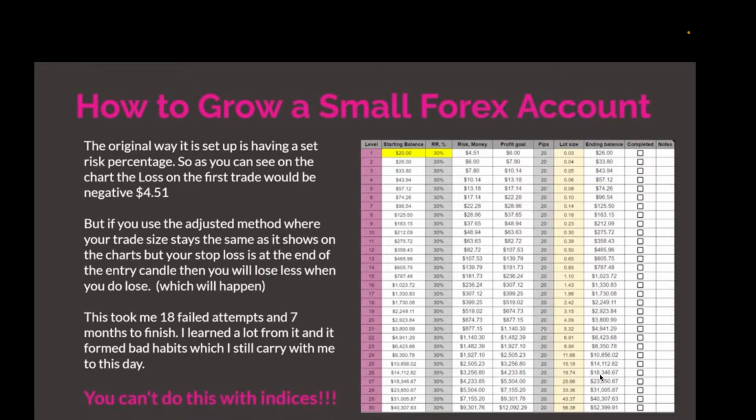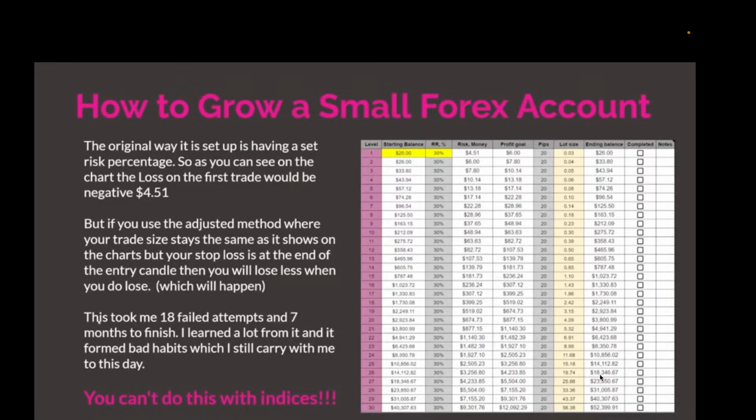But if you're using the adjusted method where your trade size stays the same as it's shown on the chart right here, where you're still looking for 20 pips, but your stop loss is at the end of the entry candle, then you will lose less when you do lose. So instead of having like a 10 pip stop loss or whatever, having a 7 pip stop loss will have you risking less money with the same profit goal, essentially a higher risk to reward ratio.